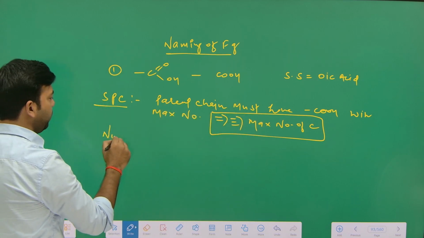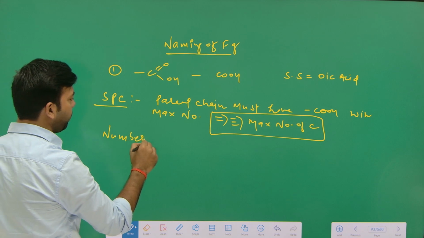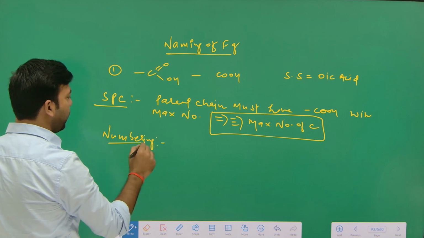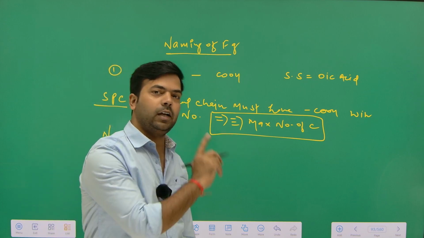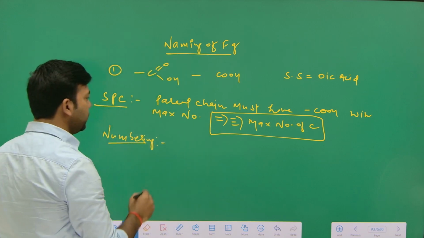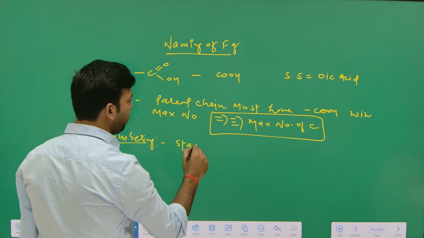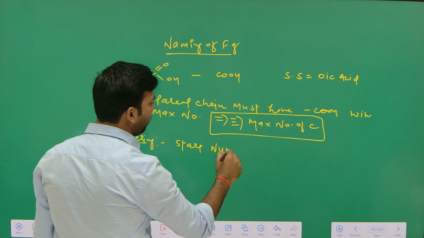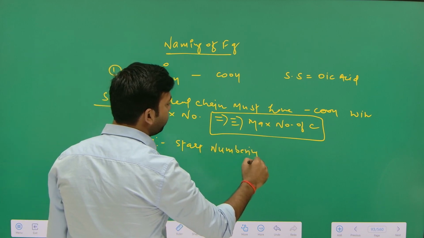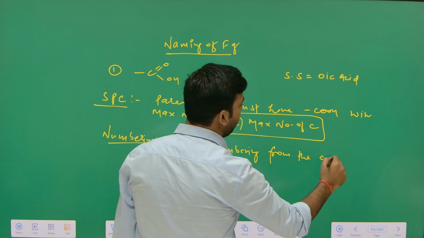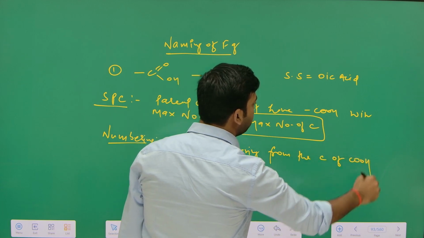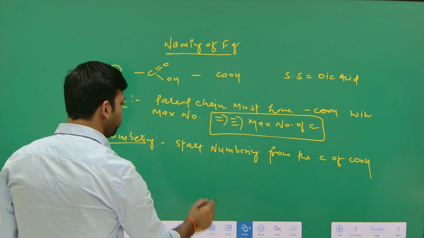Numbering rule, this is very, very important, because the carboxylic group has a carbon, so always give priority to that carbon. So we can say start numbering from the carbon of carboxylic. Now look at a few examples.